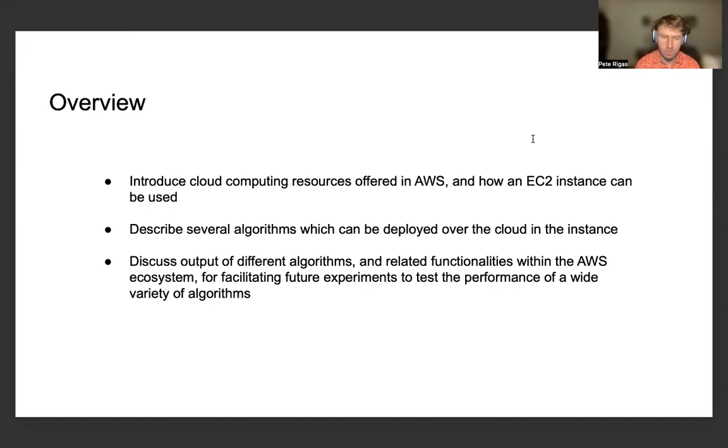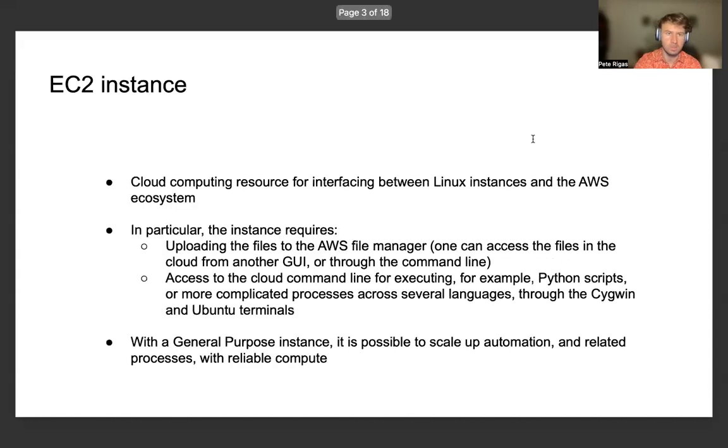And this is so that we can determine how we can make use of cloud computing in general, not only within AWS, but even within other relating cloud platforms to facilitate future numerical experiments or tests for different parts of algorithms that can be useful.